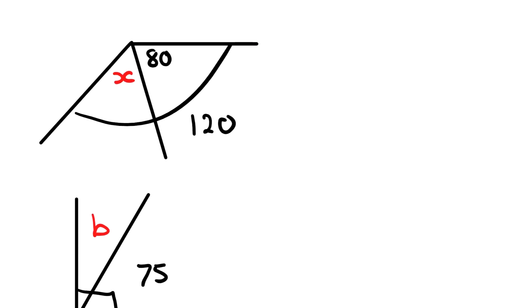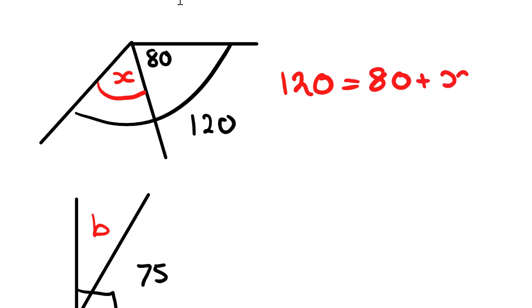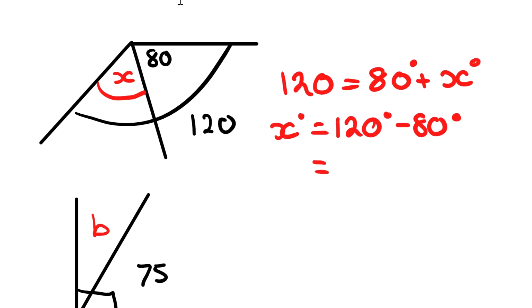This time we're trying to find this X in here. We know that both of them together is 120. So what we can do here is write that 120 should equal 80 plus X. So I'm trying to find a value for X that'll get me from 80 to 120. Now what you could do is go X is going to equal 120, take away 80, and what that gets me is 40 degrees. Now if I go back and test it, 80 plus 40 is 120, so X is 40 degrees.